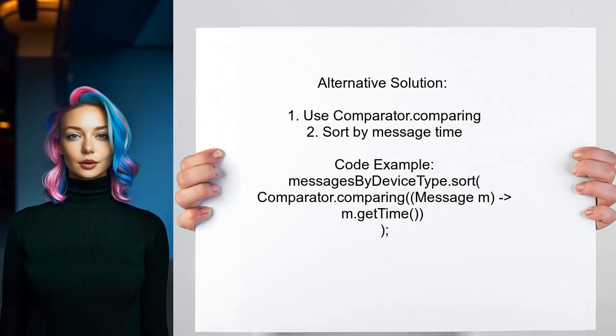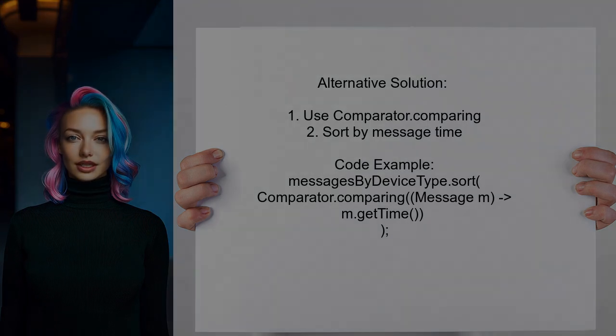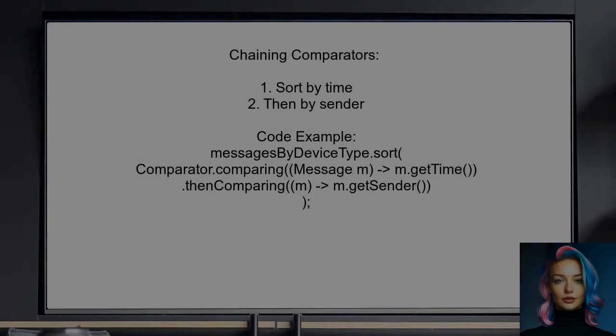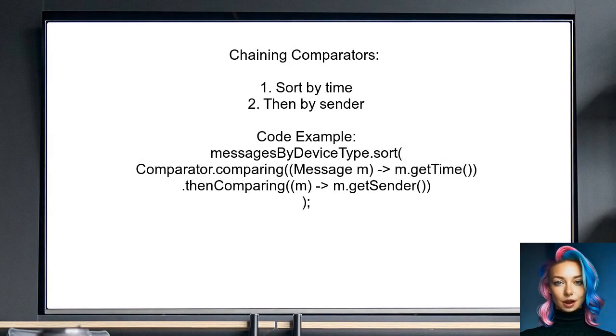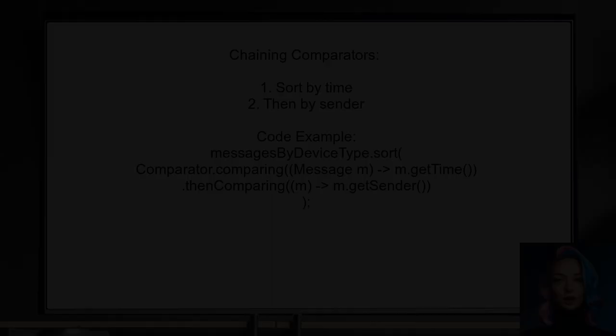An alternative approach suggested by another user is to use the Comparator class for sorting. Instead of subtracting the time values directly, they recommend using Comparator.comparing to create a natural sort order based on the time of each message. If you need to sort by multiple fields, you can chain comparators.